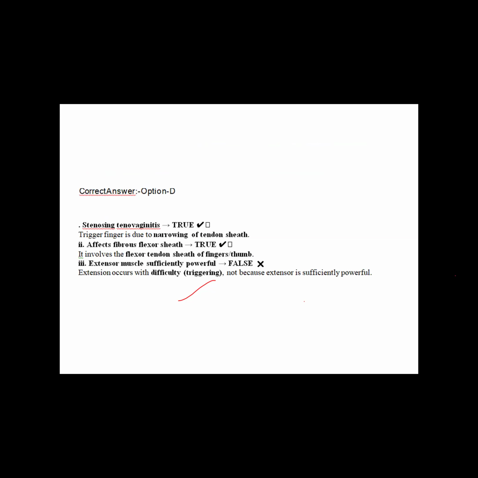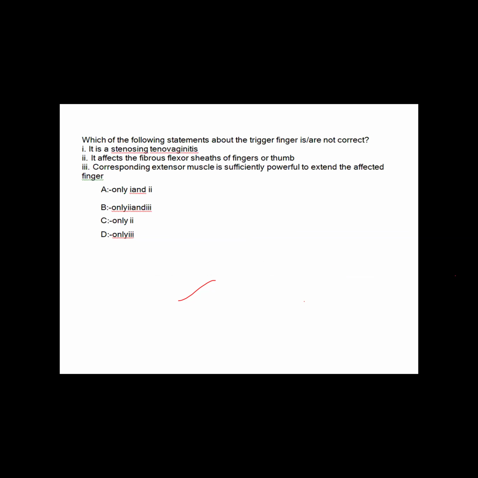So stenosing tenovaginitis, that is true. Trigger finger is due to narrowing of the tendon sheath and affects the fibrous flexor sheath, that is also true. But extensor muscle sufficiently powerful, that is false. Extension occurs with difficulty, not because the extensor is sufficiently powerful. So the correct answer is option D, only 3. The third sentence is not correct, that is false.